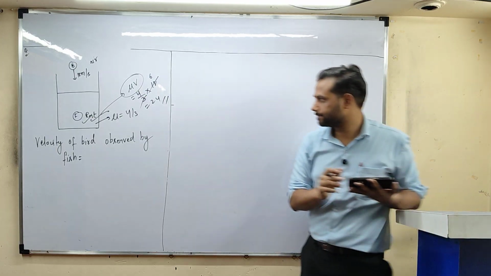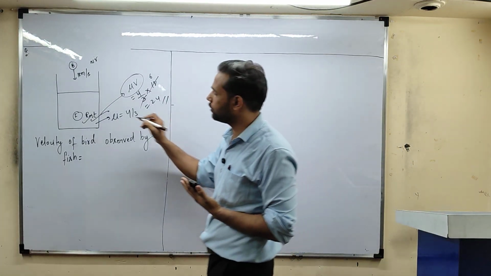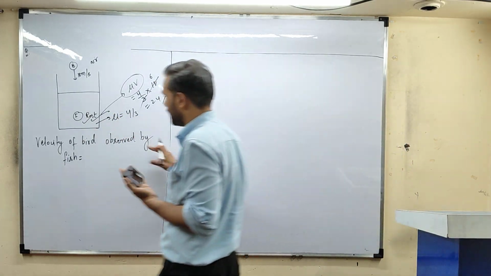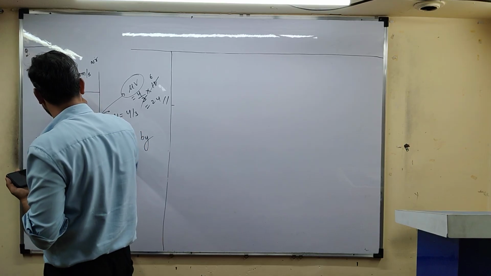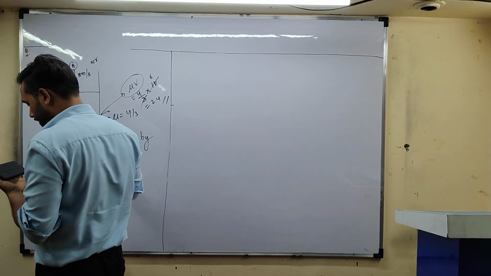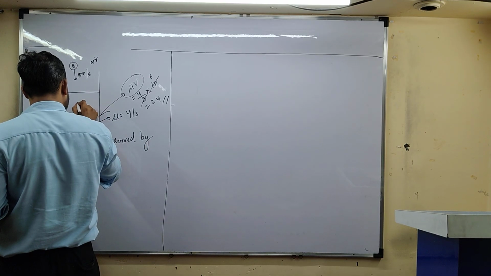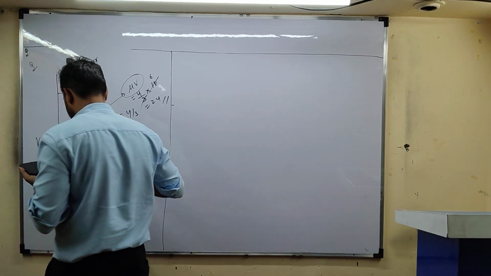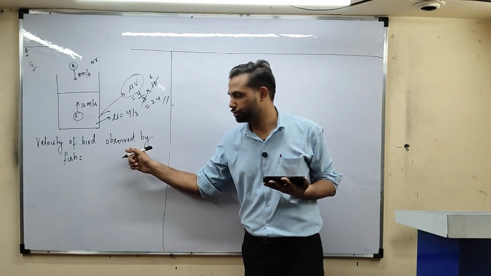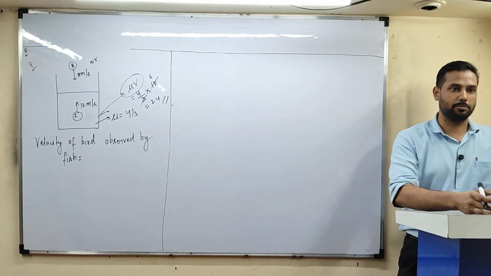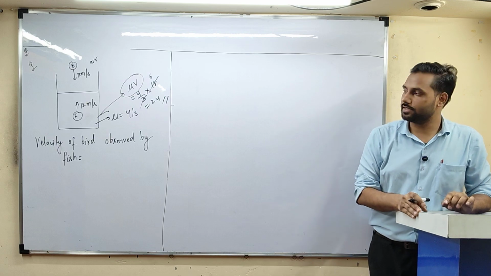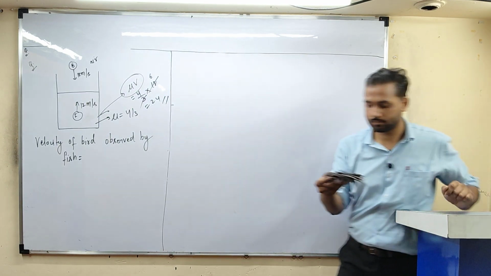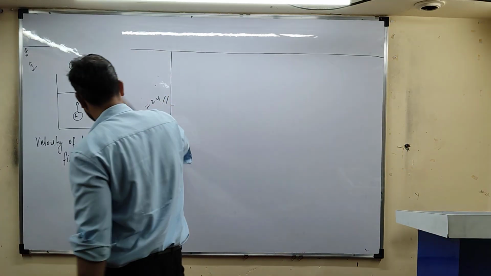Okay, another question. Same question. Now in this particular question, I'll give some velocity to the fish also. Fish also has, let's say, 12 meter per second. Then what happens? Same question. Now in this scenario, fish also has the velocity. Then what happens?